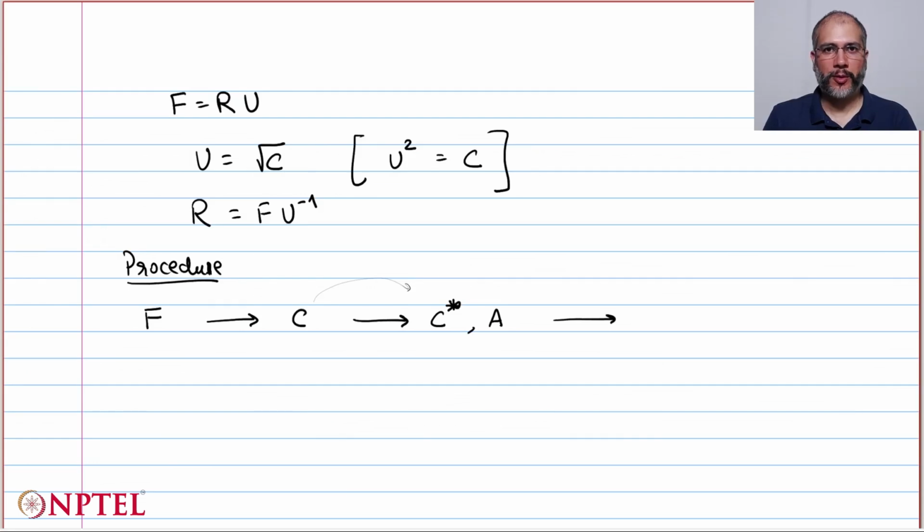Now U is a square root of C. When working with diagonal matrices, it's very easy. So I can find U star, where the diagonal terms of U star are simply square roots of the diagonal terms of C star.